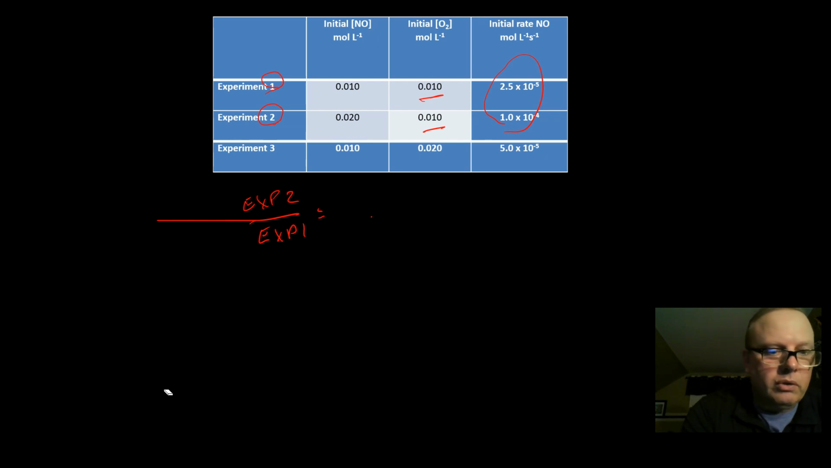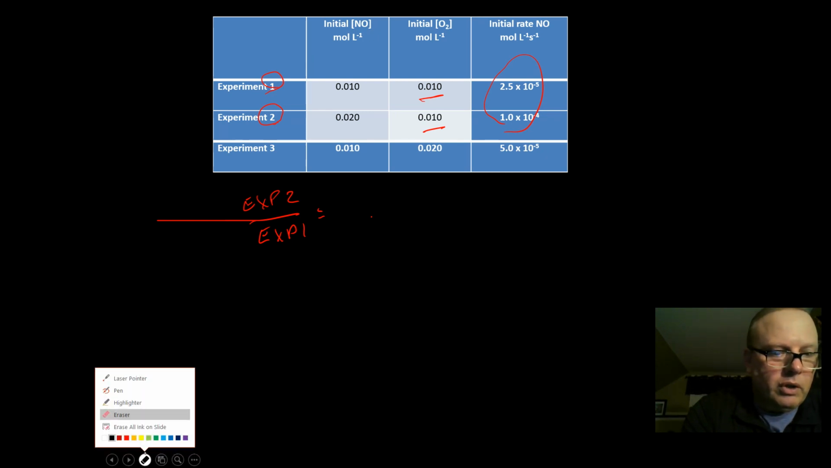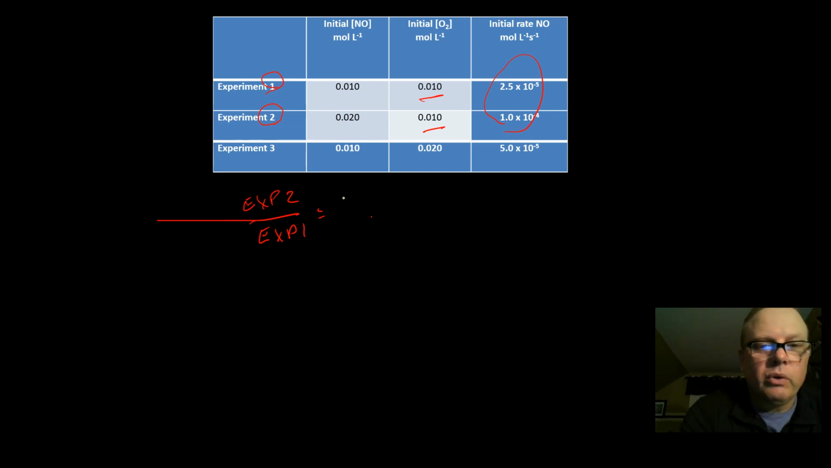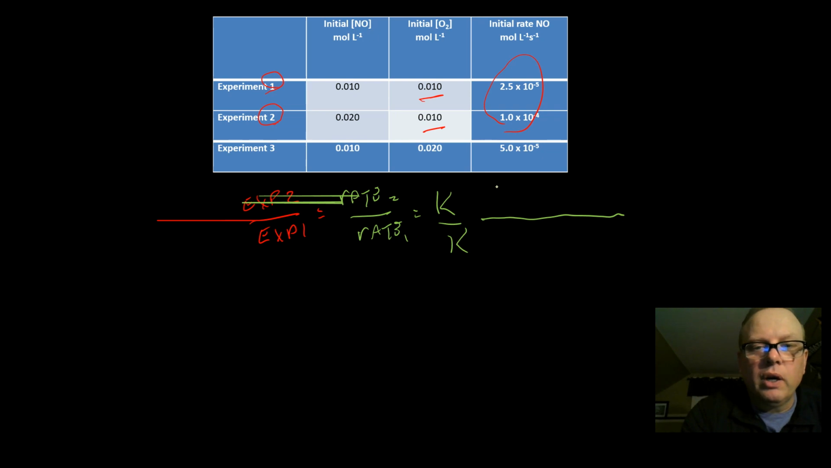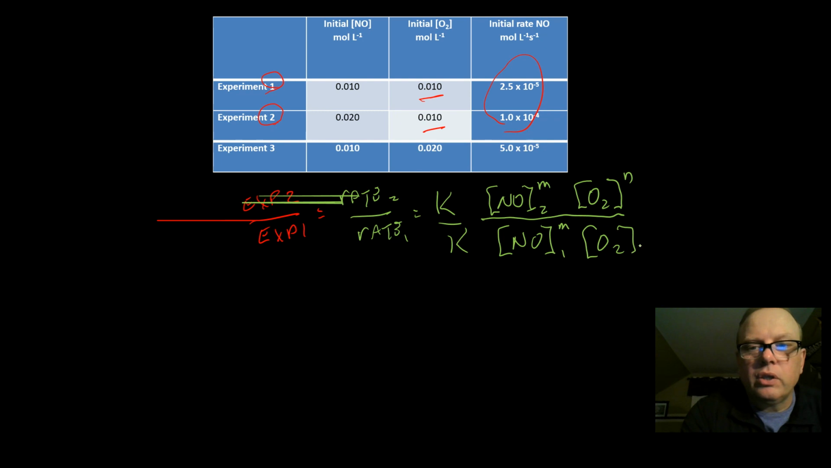That is equal to the rate 2 over the rate of 1, is equal to K over K, which we don't know. And then we have our two substances here. We have nitrogen monoxide, concentration from the second, to the power of M, over nitrogen monoxide from the first experiment to the M. And then we have the oxygen here to the N, and the oxygen to the N as well.